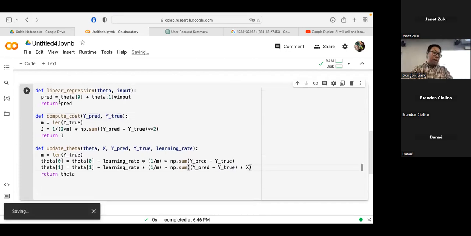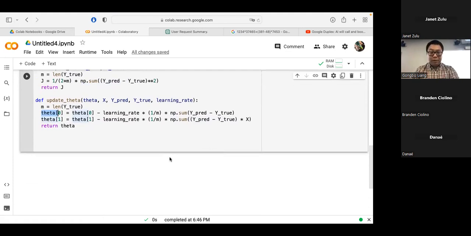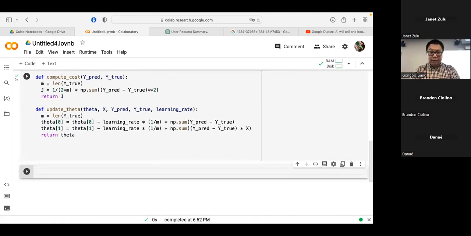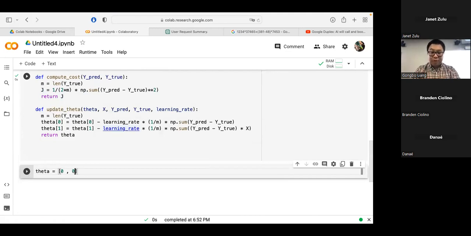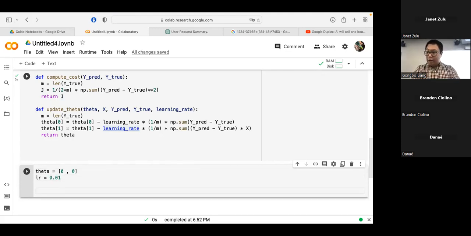Now we have everything. We have our model: given the theta values, we can make a prediction. Here we can compute the cost, how wrong it is, and here is how we can update theta. Just as we have seen, we will start with something. Let me run this cell, then theta equals 0, 0 to start. Many people will start with 0 or 1, then the learning rate equals something small.